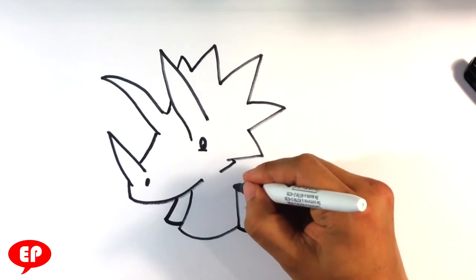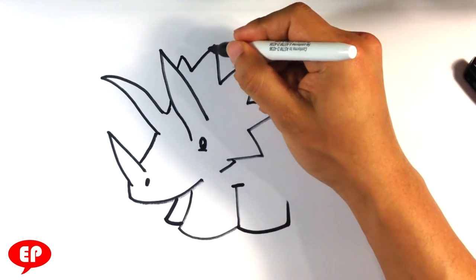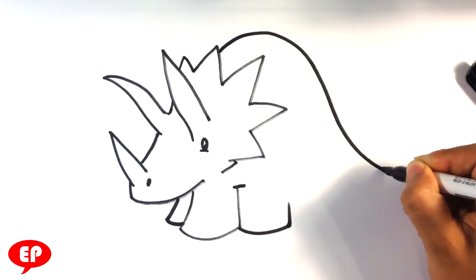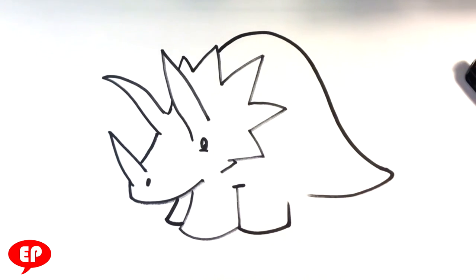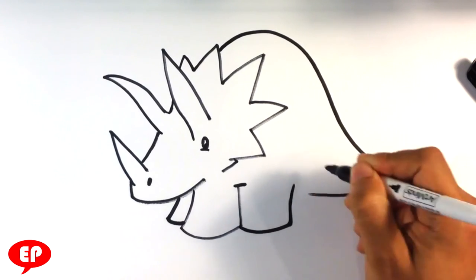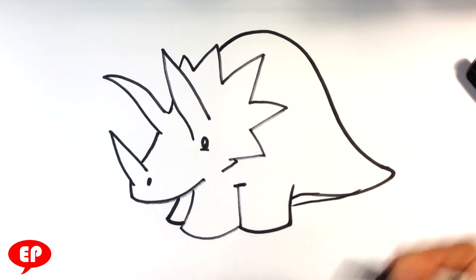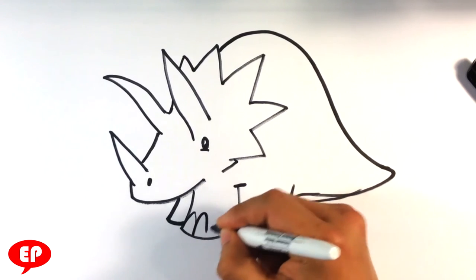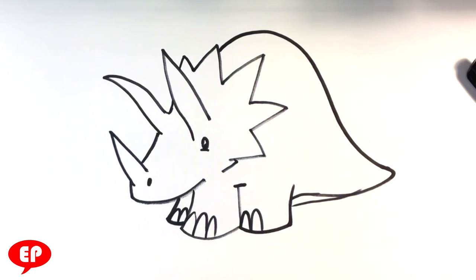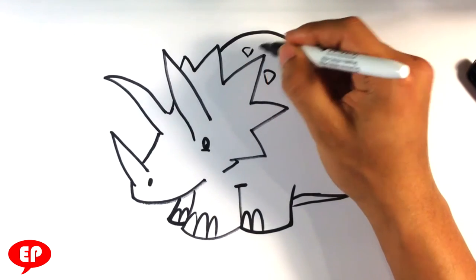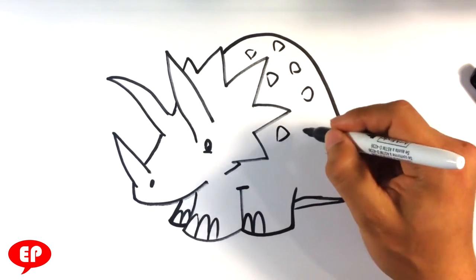The hind leg. Going down to the tail from the back. It has a large hump in the back. Tail. Lower part right there. Now I'm going to draw the nails on the foot. And you can draw some spots here on the back.